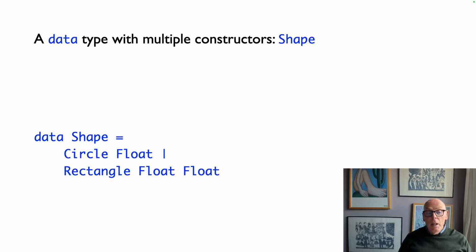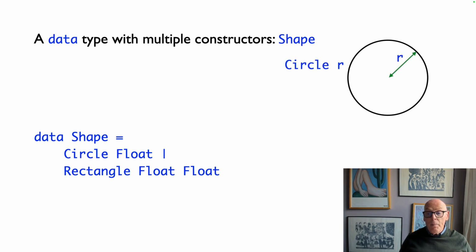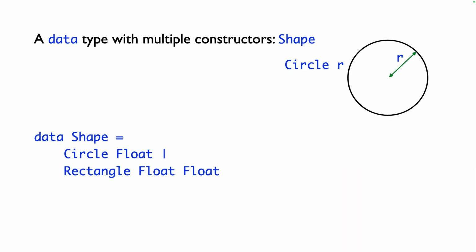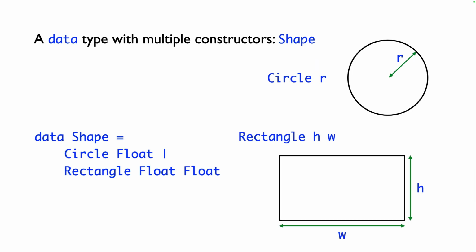It says data Shape, so it's saying we're defining the data type Shape, and on the right hand side there are two options. Circle, a constructor applied to a float, so a circle is built from a single float, which is the radius, and a rectangle is built from two floats, the height and the width. So in the same data type we have two different kinds of data. We've got circles and rectangles.